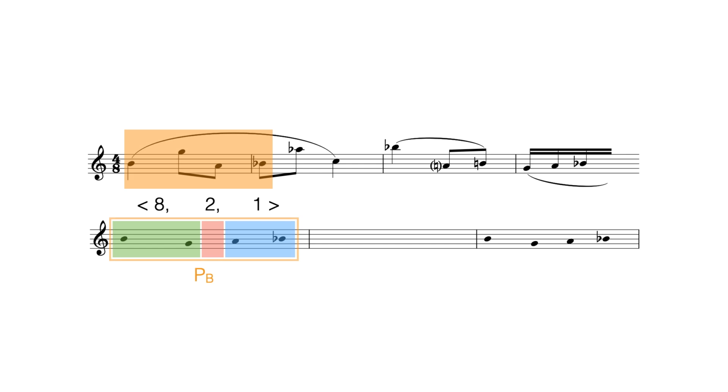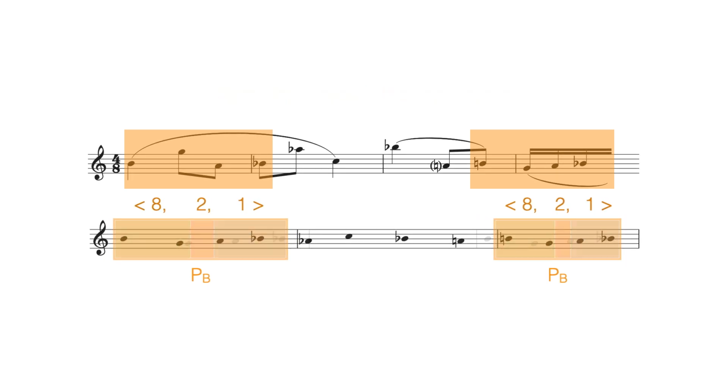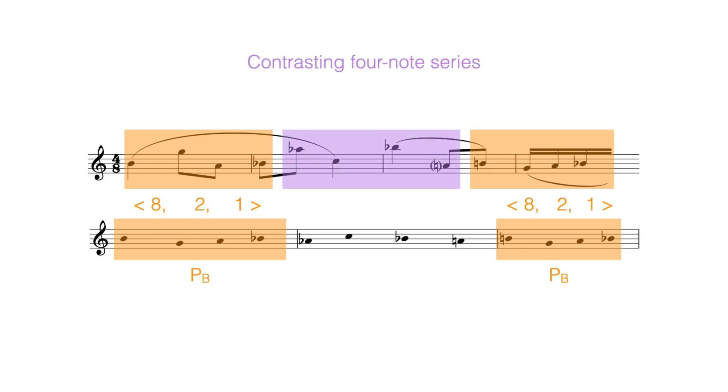Starting at the end of measure 3, we hear the same four notes in the same order, and therefore with the same intervals. Here are the first four notes, and here are the last four. In between the two statements of the four-note series, we find a contrasting four-note series related to them by inversion.